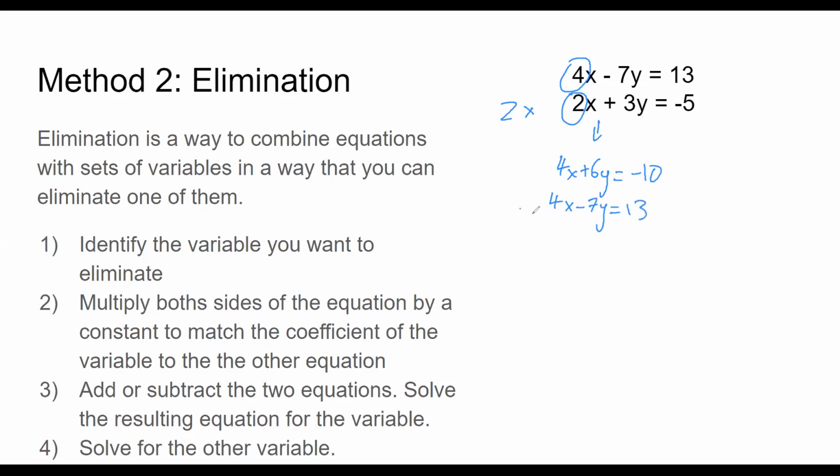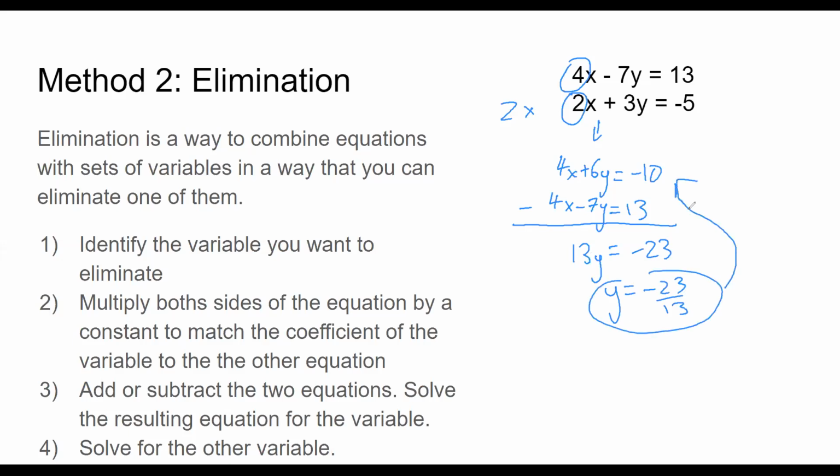And notice that we can just subtract these two equations from each other. So 4x minus 4x equals 0, and they cancel out, and that's what we're trying to do. Then we have 6y minus negative 7y, which is just 6y plus 7y, which is 13y, is equal to negative 10 minus 13, which is negative 23. That gives us y is equal to negative 23 over 13. And if we wanted to solve for x, we just plug this value into one of these equations again.